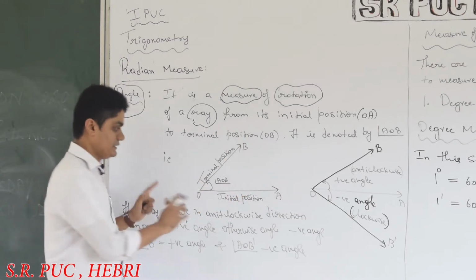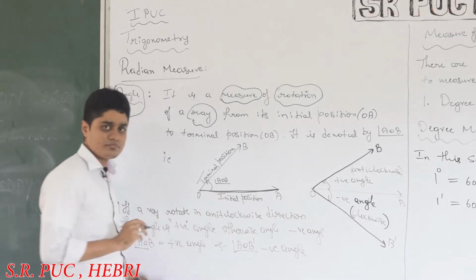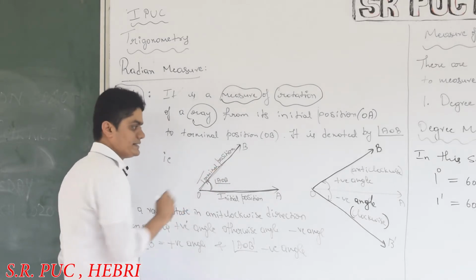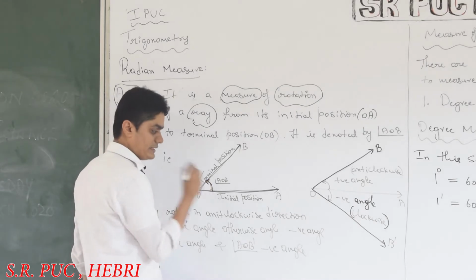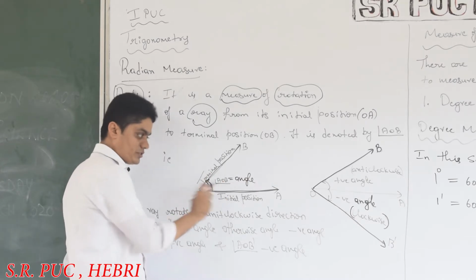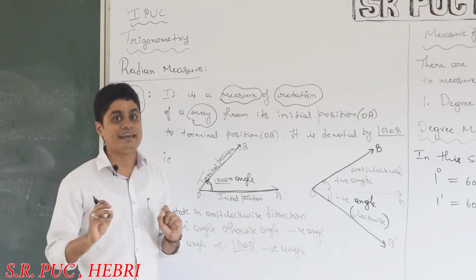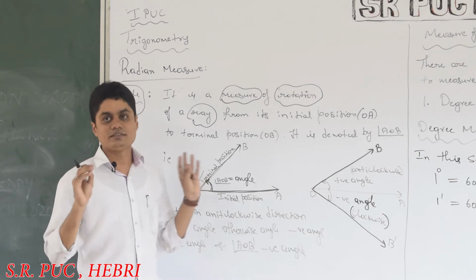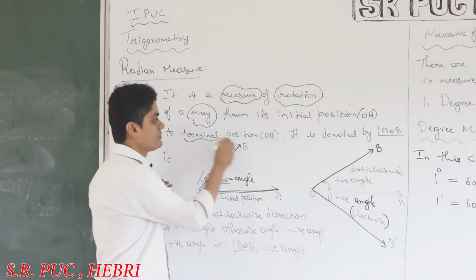Okay, for that, if I take the initial line as OA, or this x-axis or line as a ray, if it rotates like this and reaches this position OB, and it is called the terminal position, then this rotation is called an angle. The measure of this rotation is called an angle. So what is an angle? It's a measure of rotation of a ray or a line from the starting position to terminal position. The starting position is called initial position, the final position is called terminal position.